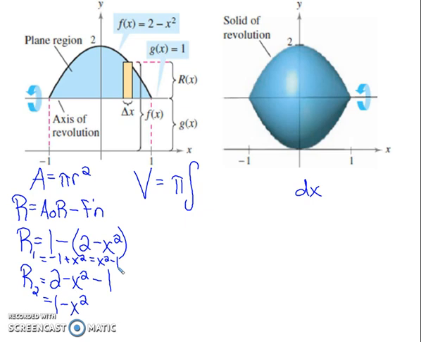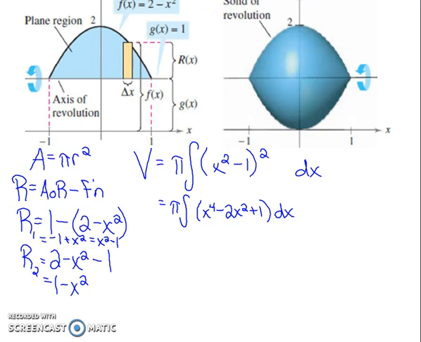Now, let's kind of look at what the volume would look like doing it both of those ways. If I do it with the r sub 1, then that would be x squared minus 1 squared. Okay? And then when I FOIL that out, I know I haven't put boundaries yet, but that's okay. If I FOIL that out, that ends up being x to the 4th minus 2x squared plus 1 that I'm integrating. Okay? With this other volume formula, if I do 1 minus x squared squared.